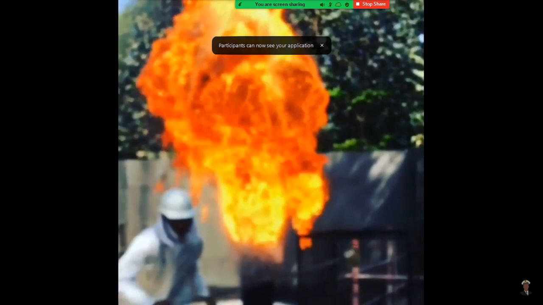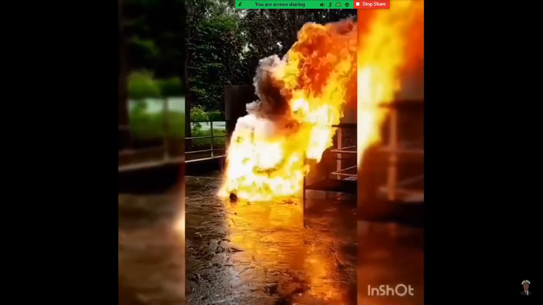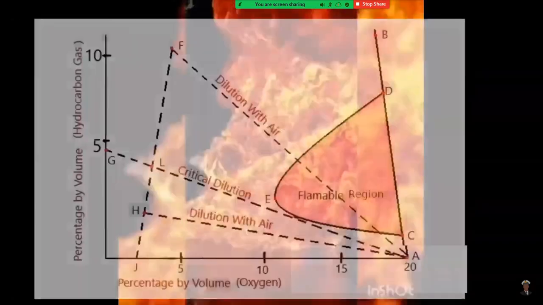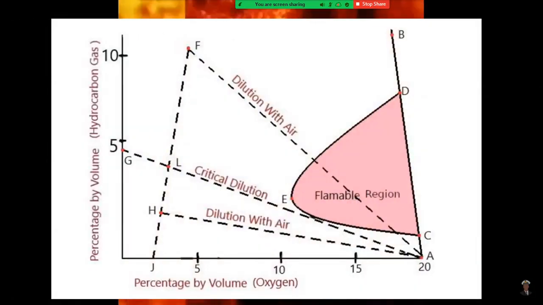Cause a hell of a lot of fire. Fire hazard during a tank operation in a vessel poses a major risk to the seafarer community. So guys, in this video we are going to discuss the flammability diagram and its basic understanding. So guys, let's go to the video.